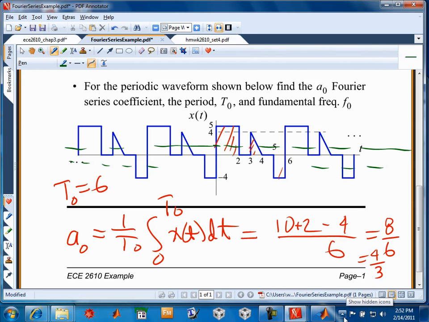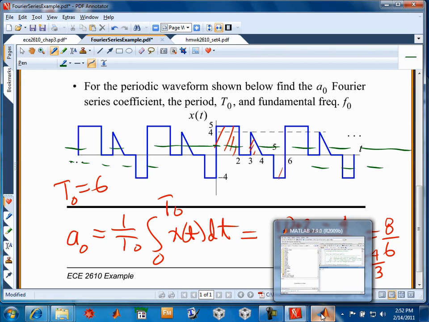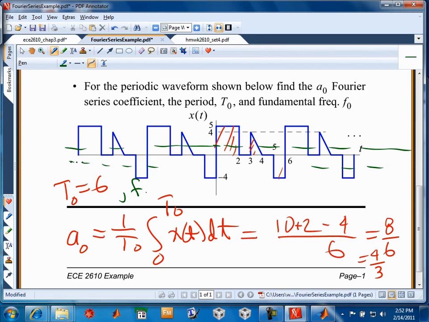That's it for the day, unless anybody's got a question. The fundamental frequency, you find it by just doing the 1 over T naught. Yeah. So it's 1 over 6 in this case. So this is a pretty slow motion waveform. Certainly a slow heartbeat at that.